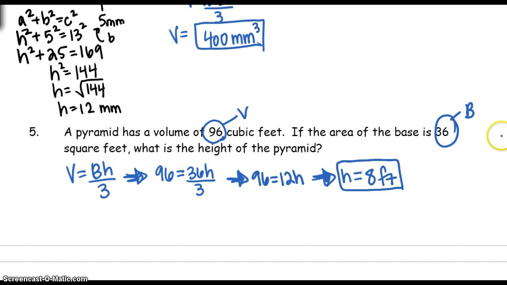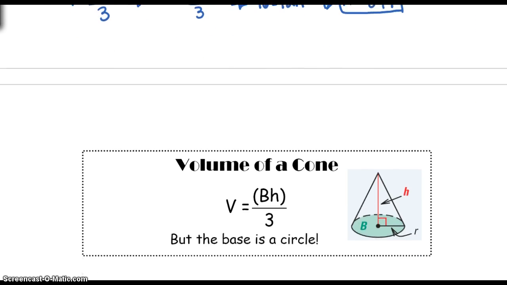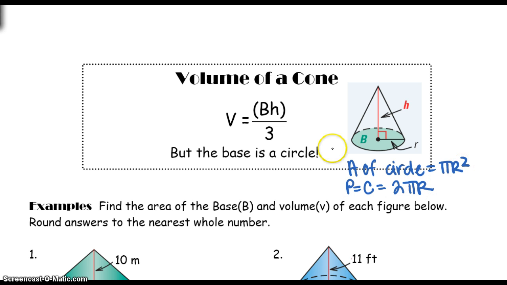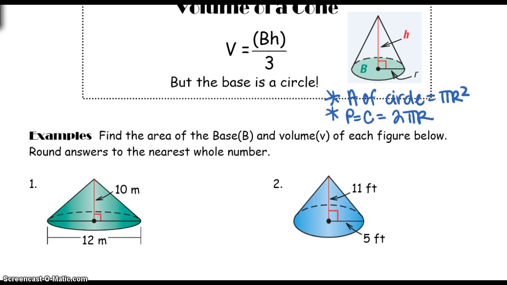All right, let's keep on going. Let's talk about some cones. So notice it is the exact same formula, but the base is a circle in this case, okay? And just remember, if you need to find the area of a circle, it's pi r squared. And if you need to find the perimeter of the circle, which is also a circumference, it's 2 pi r. So these two formulas have been showing up a lot in this section.